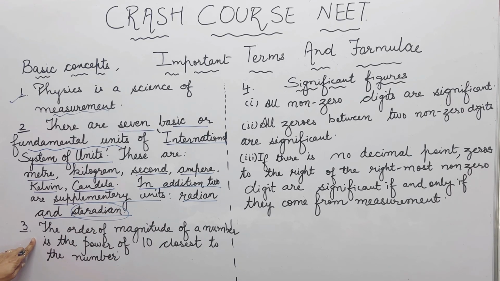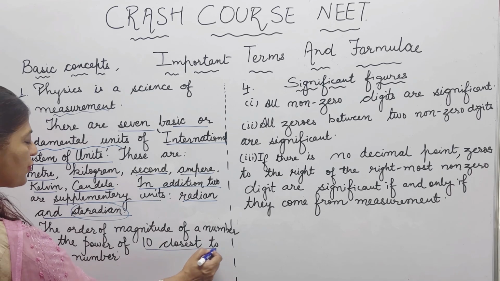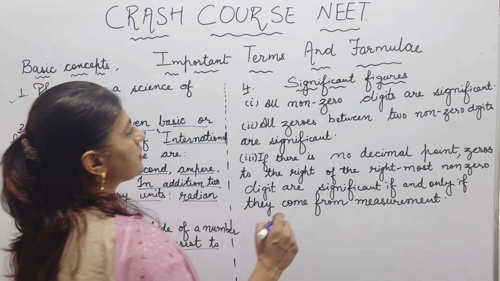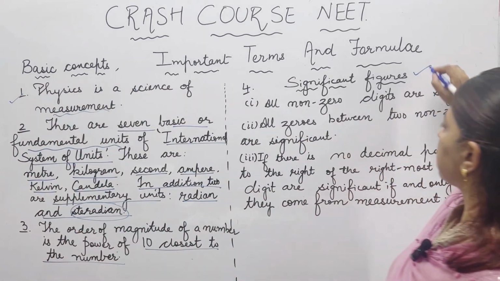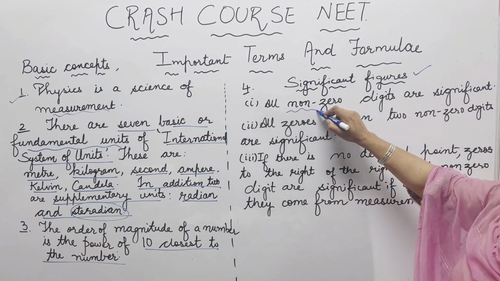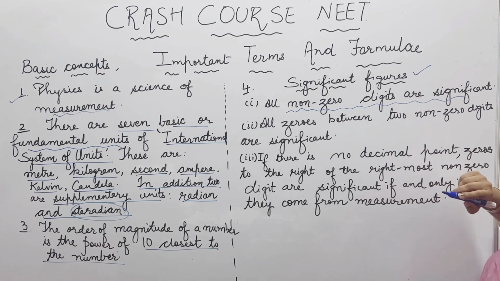The next is the order of magnitude of a number, which is the power of 10 closest to that number. This is how we put the power of 10. The next important thing is significant figures. In that, the first rule is all non-zero digits are significant.